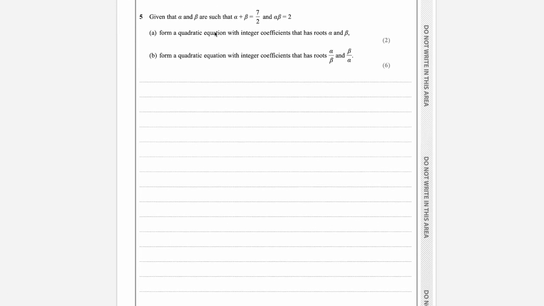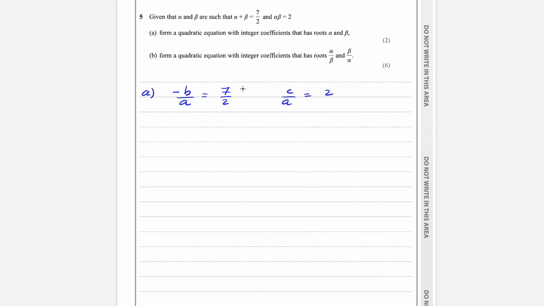Given that alpha and beta are such that alpha plus beta is this, alpha beta is this, form a quadratic equation with integer coefficients that has roots alpha and beta. Okay, easy to do this, guys, if you know how it all works. We know the sum of the roots is minus b over a. So minus b over a is equal to 7 over 2. And c over a is equal to 2.